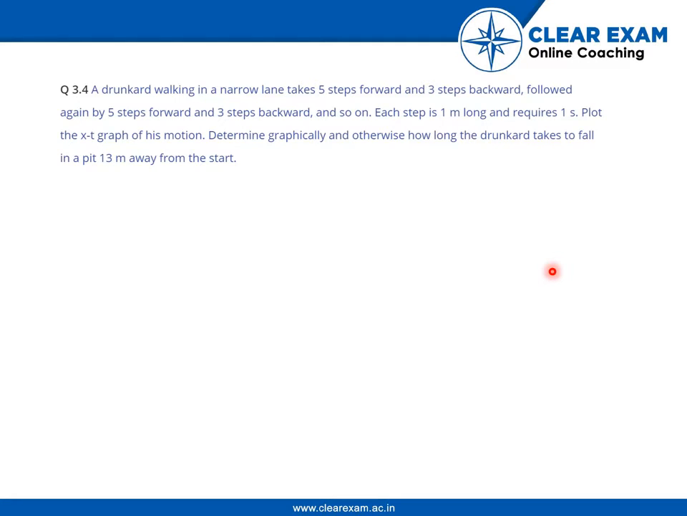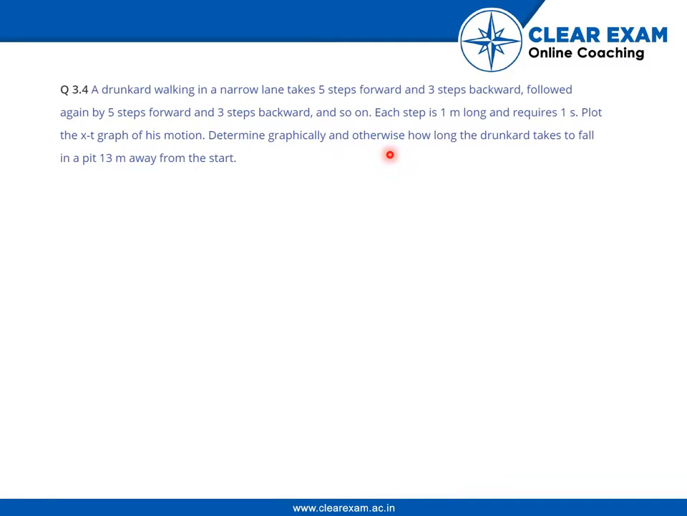Welcome back. Let us go through this question first. A drunkard walking in a narrow lane takes 5 steps forward and 3 steps backward, followed again by 5 steps forward and 3 steps backward, and so on. Each step is 1 meter long and requires 1 second. Plot the x-t graph of this motion.